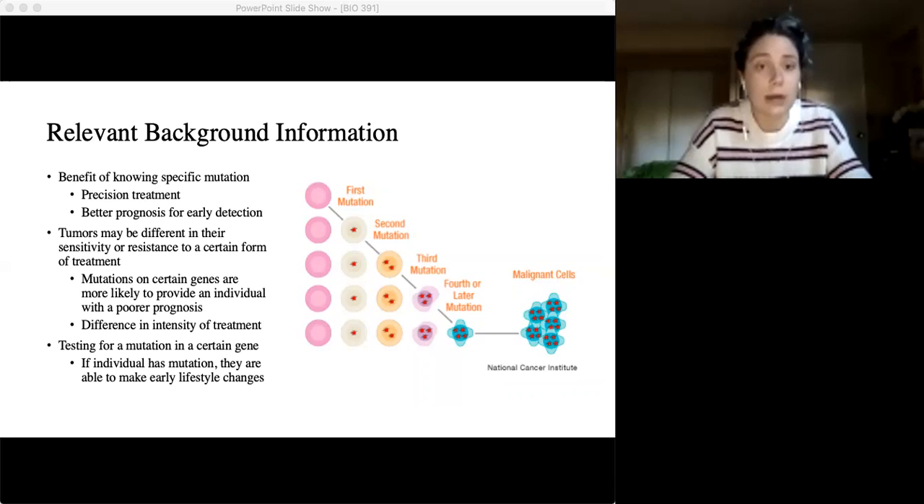And if an individual has a mutation, they are able to make early lifestyle choices. These changes can be just as simple as coming in more regularly for screenings.